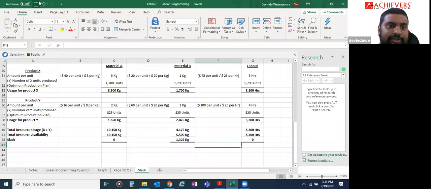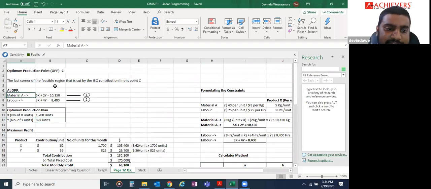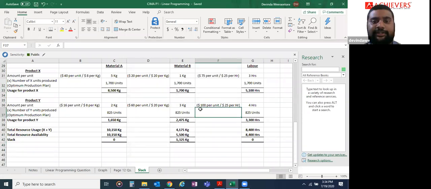Okay, so that is your slack. So material A, no slack. Material B, 1,325 kilos of slack. Labor, no slack. So this indicates the fact that, guys, at the optimum production plan, what are the two resources that are intersecting? You can see we found this out last week, material A and labor. That's why material A and labor slack is 0. Material B, you have a slack. Clear? Any questions? Clear on this?